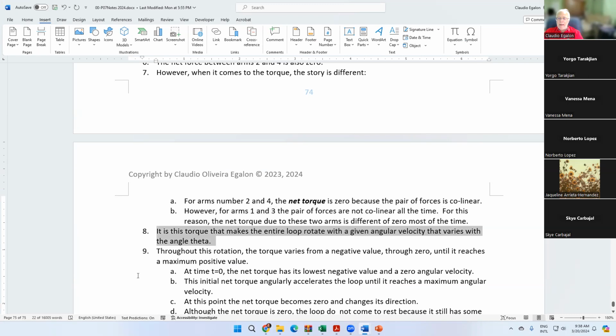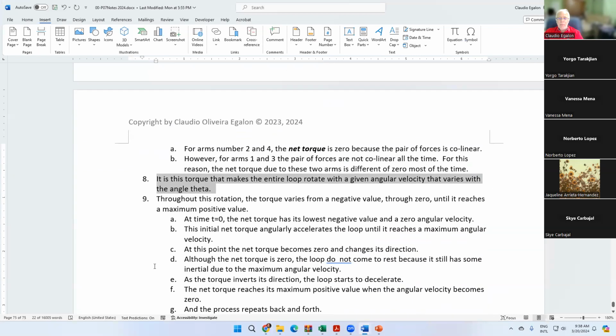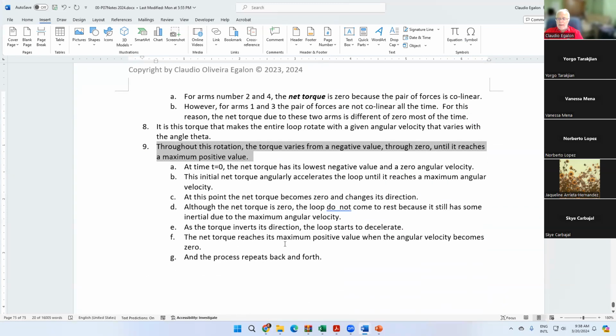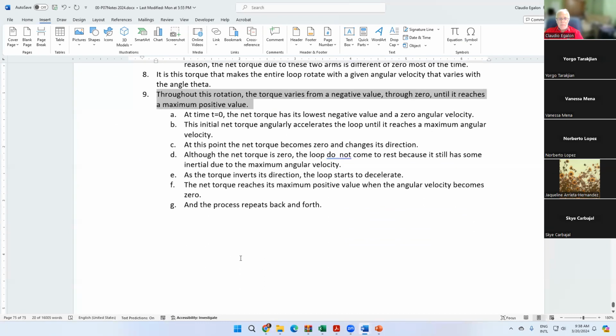It is this torque that makes the entire loop rotate with a given angular velocity that varies the angle theta. Throughout this rotation, the torque varies from a negative value to zero until it reaches the maximum value. Under these conditions, the loop just oscillates back and forth.